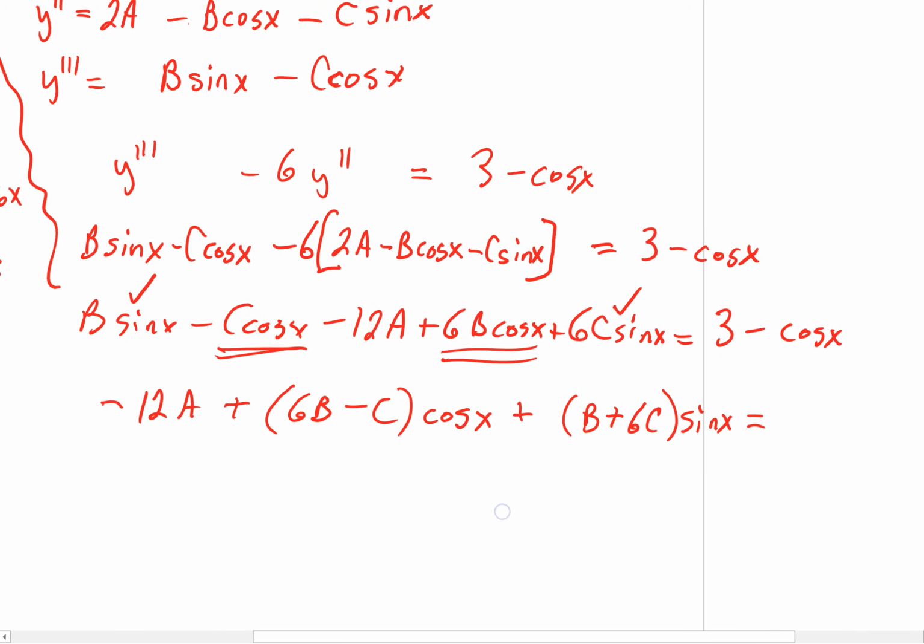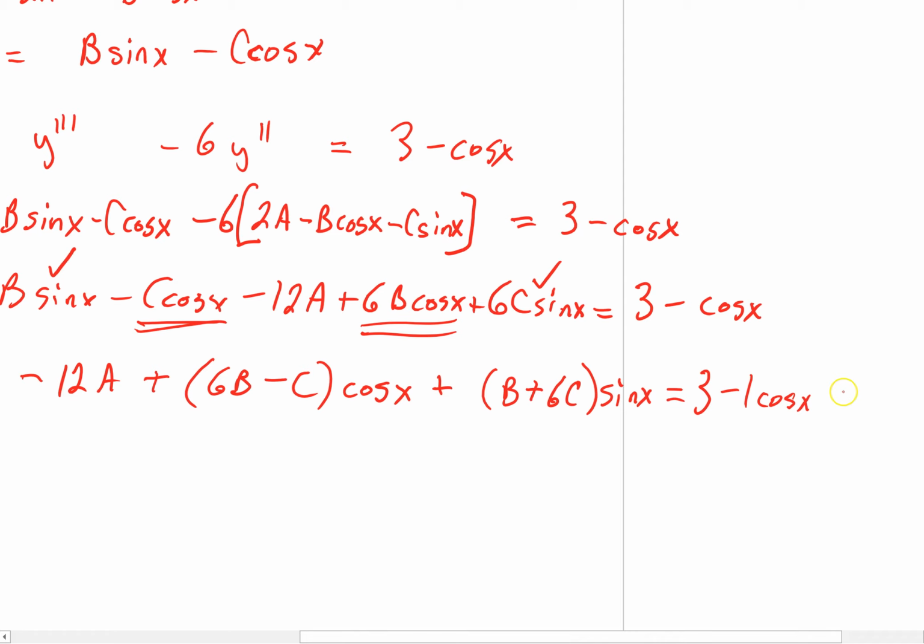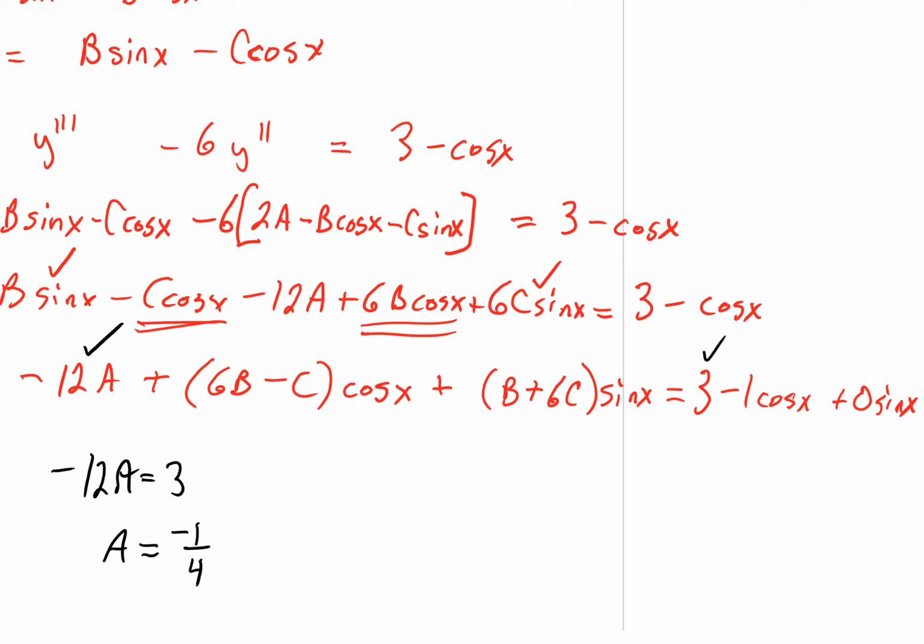So let's look at this right-hand side in a different light too. I'm also going to put in a 0 sine x. And then we just do coefficient analysis. We're going to say, well, look, minus 12a is going to equal 3. And if I divide both sides by negative 12, 3 divided by negative 12, you'd get a is equal to negative 1/4. So that's all nice.